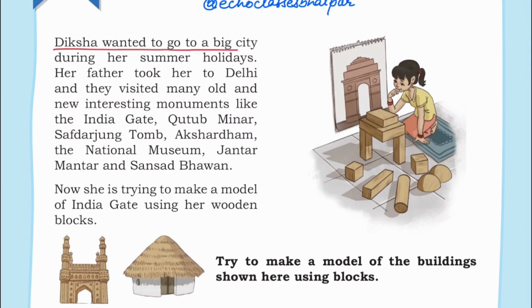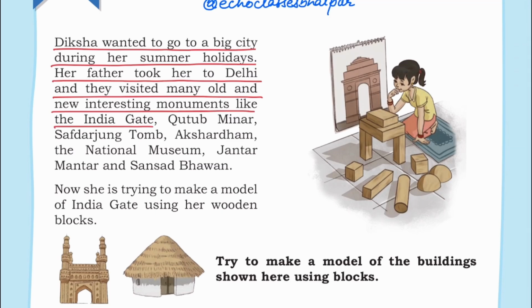Diksha wanted to go to a big city during her summer holidays. Her father took her to Delhi and they visited many old and new interesting monuments like the India Gate, Qutub Minar, Safdarjung Tomb, Akshardham, the National Museum, Jantar Mantar, and Sansad Bhavan. You can see a picture of India Gate is given here.